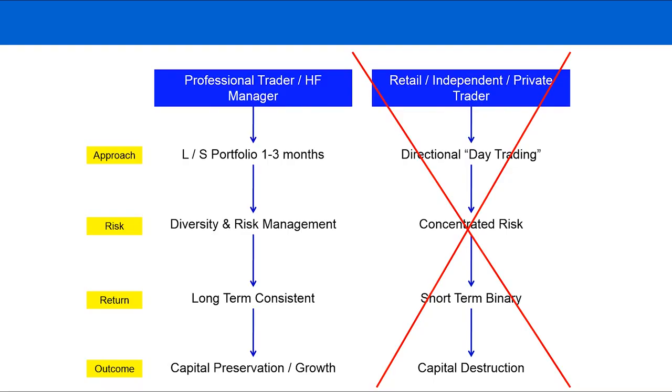And this is pretty key. Basically, getting rid of everything on the right-hand side and embracing everything on the left-hand side. So embracing long-short portfolio management of 1 to 3 months, seeking diversity and risk management, looking for long-term consistency and looking to preserve and grow capital, because that's the outcome that we want.